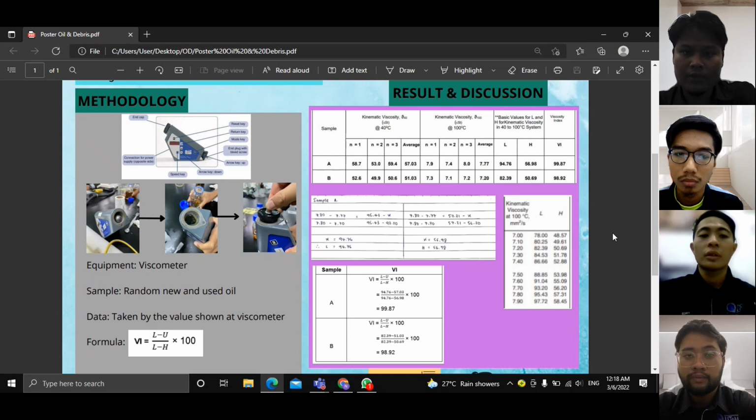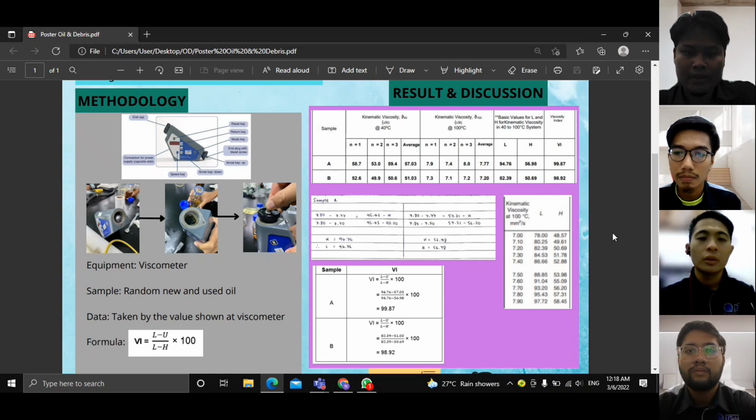As you can see in the second picture, for sample A, we do interpolation because we got 7.77 for the average value. So we do the interpolation at kinematic viscosity at 100 degrees Celsius to find L and H. Finally, we use the viscosity index formula, which is L minus U divided by L minus H, multiplied by 100, to determine the viscosity index value.